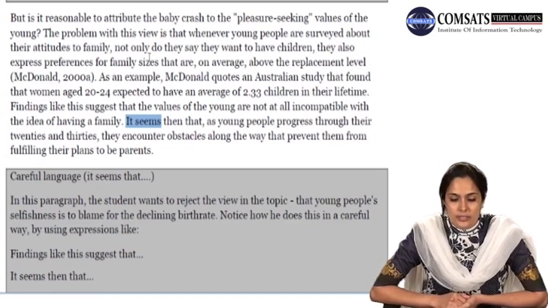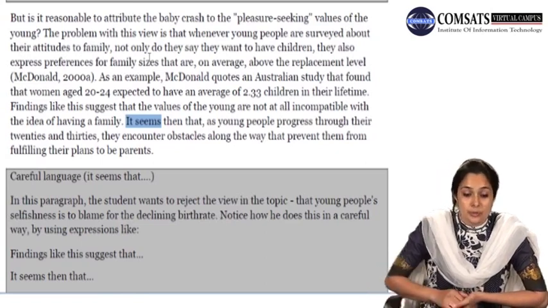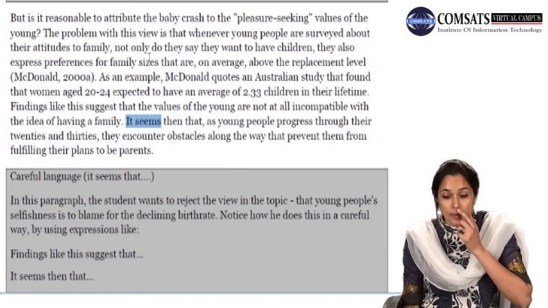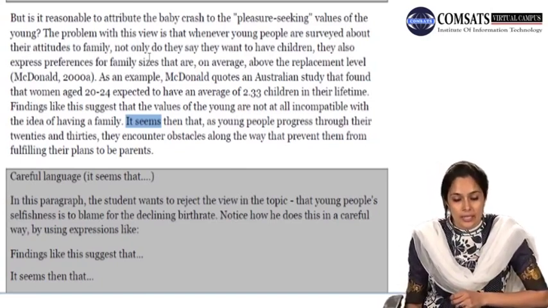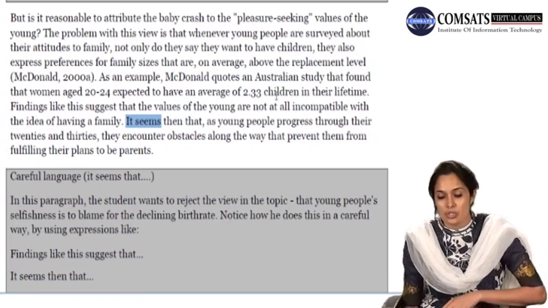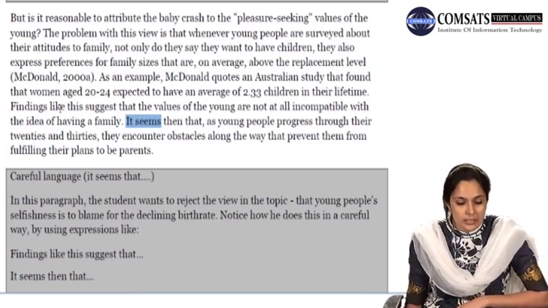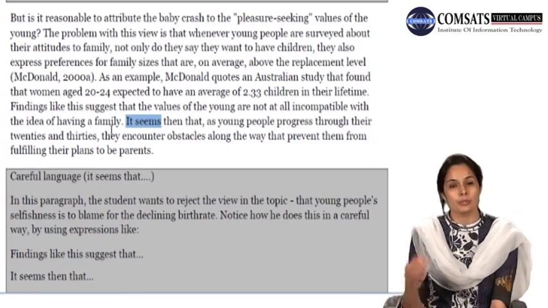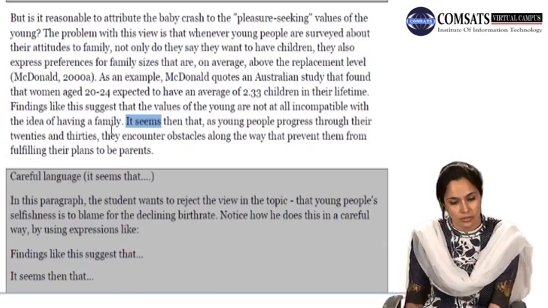The problem with this view is that whenever young people are surveyed about their attitudes to family, not only do they say they want to have children, they also express preference for family sizes that are on average above the replacement level. As an example, McDonald quotes an Australian study that found that women aged 20 to 24 expected to have an average of 2.33 children in their lifetime. Findings like this suggest that the values of the young are not at all incompatible with the idea of having a family. So the person is trying to draw on their argument.